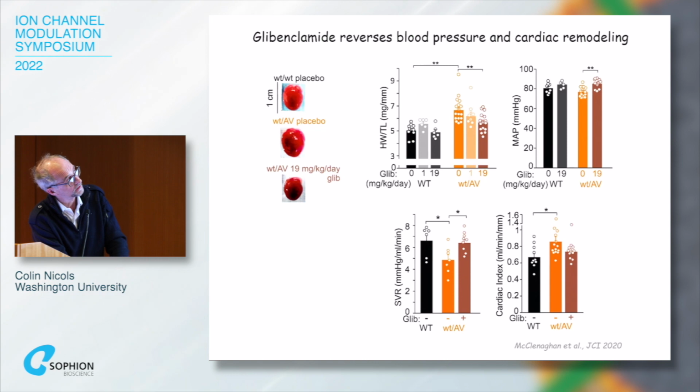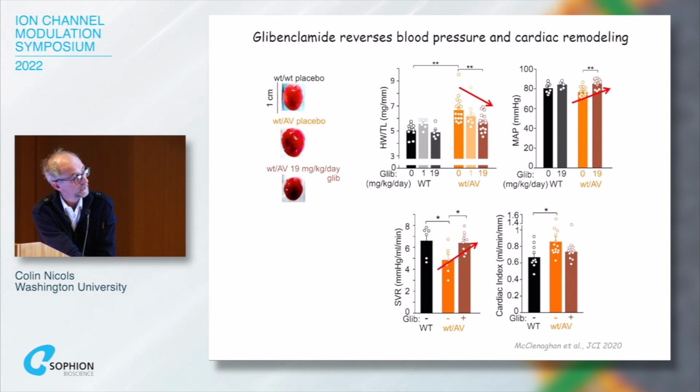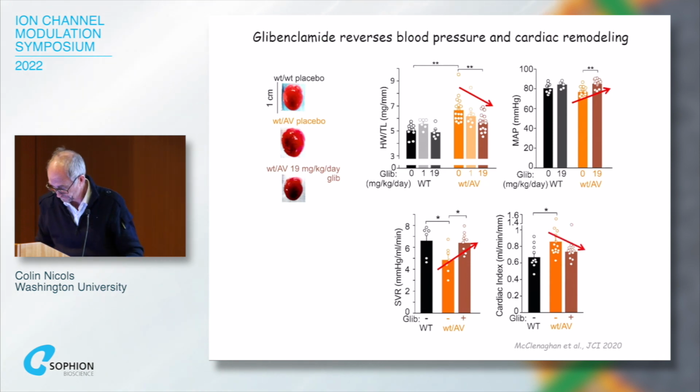And unlike losartan or captopril, the blood pressure didn't plummet. What happened is the blood pressure actually, at 19 milligrams per kilogram, there's a significant, small but significant increase of blood pressure, essentially back to control. So we've got decrease of the heart size, increase of the blood pressure, the vascular resistance goes up, so we're actually clamping down the vessels, and the cardiac index goes back to normal. So this is a great result, and it says, well, maybe this should be a treatment.